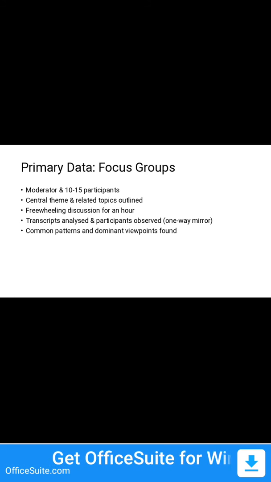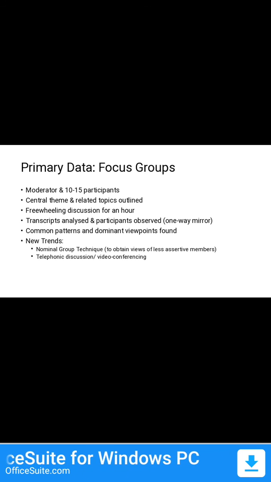Okay, now we are moving on to the next thing. What are the new trends? Let us talk about some other variants of focus groups. There are some variants also.